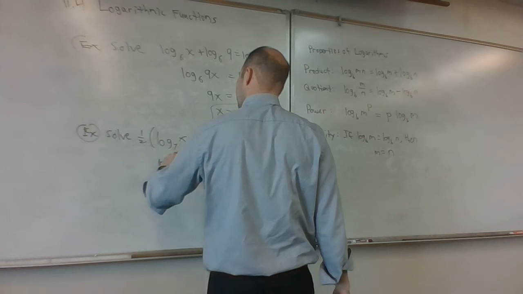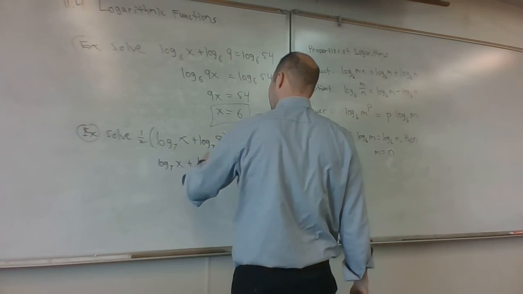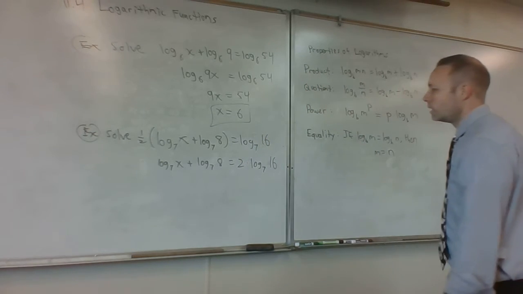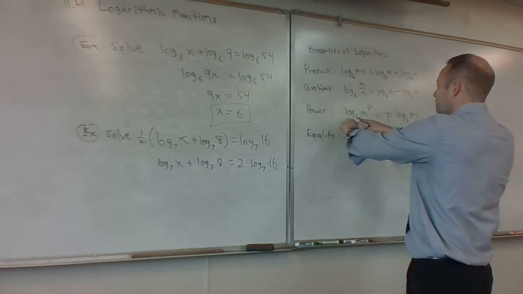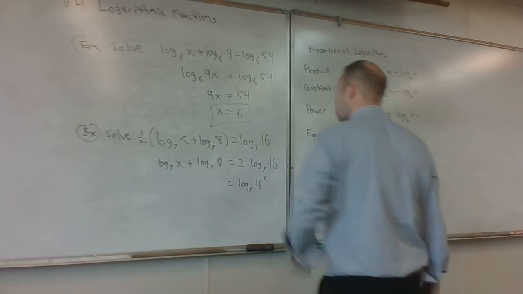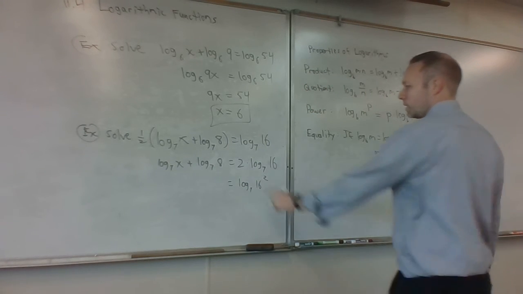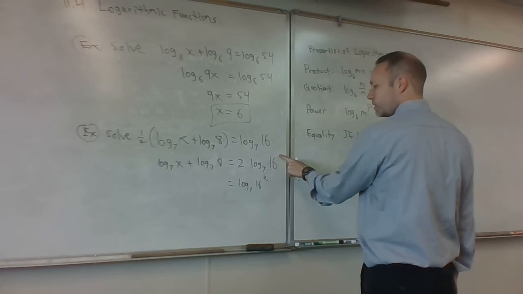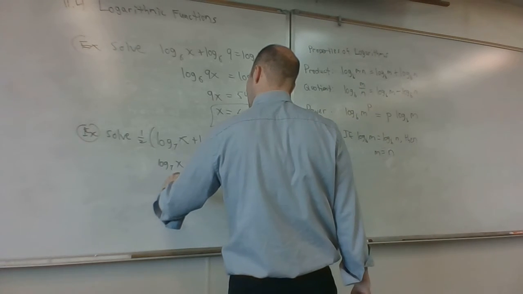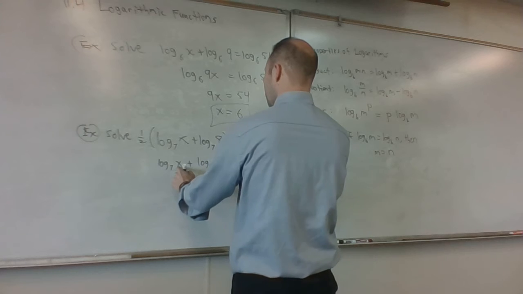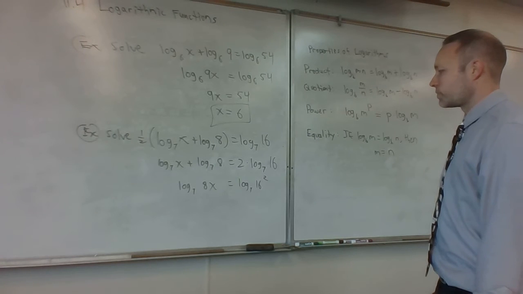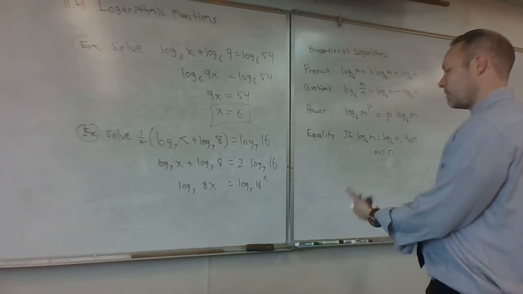So I'm going to get log base 7 of x plus log base 7 of 8 equals 2 times log base 7 of 16. Well, I have 2 times a log. I can use my power rule, and I can say that's the same thing as log base 7 of 16 squared. And here, my log base 7 plus another log base 7, I can rewrite as log base 7 of 8x. So log base 7 of 8x equals log base 7 of 16 squared.